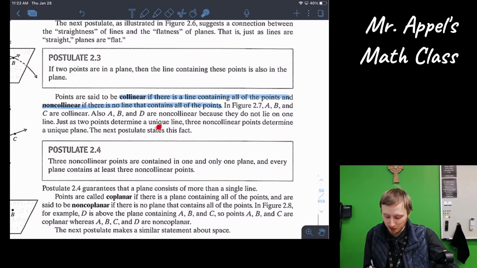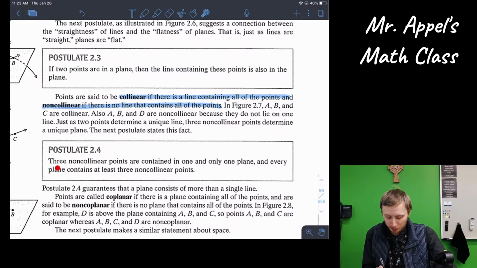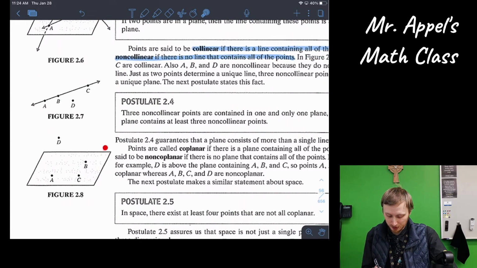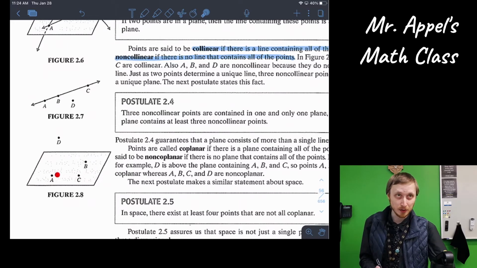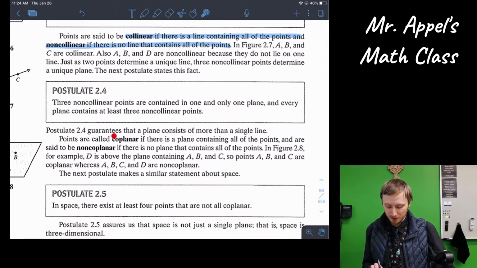Just as 2 points determine a unique line, 3 non-collinear points determine a unique plane. The next postulate states this fact. Postulate 2.4: 3 non-collinear points are contained in one and only one plane, and every plane contains at least 3 non-collinear points. Any plane automatically contains at least 3 points, and any 3 points define the plane. Postulate 2.4 guarantees that a plane consists of more than a single line, because we have more than 2 points.